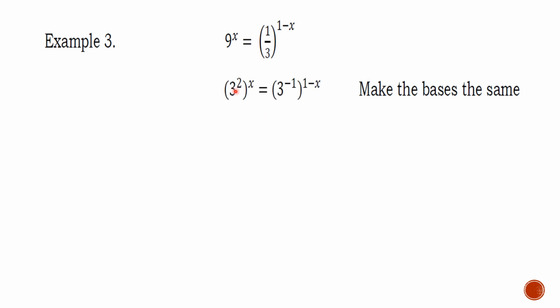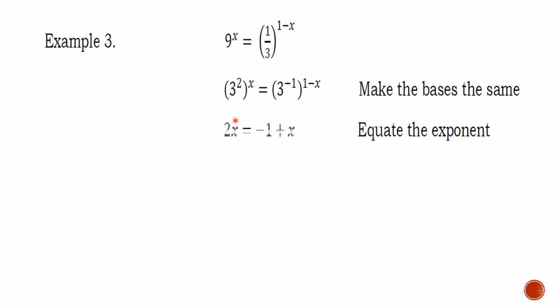So ganito lang yan. Ang 9, magiging muna siya 3 raised to 2, diba? Tama? The 9 is equal to 3 raised to 2. Then copy the exponent x. Ang 1/3 is equal to 3 raised to negative 1. Then copy the exponent. In this case, we use 3 as the value of the base. So equal na ang base natin. The next thing to do is to simplify, to equate the exponents. Diba?